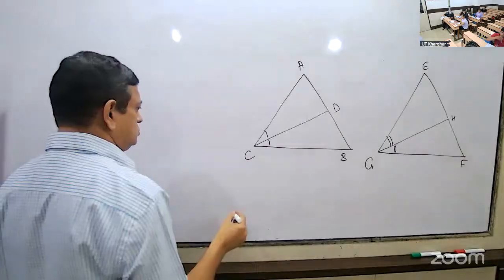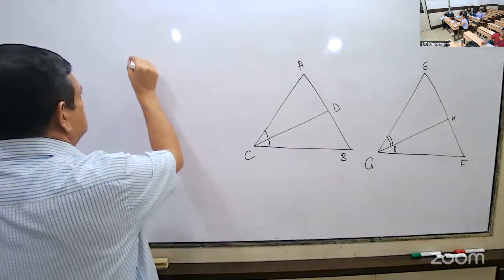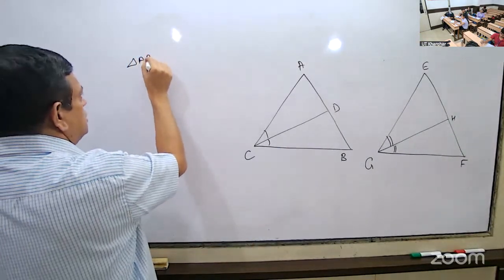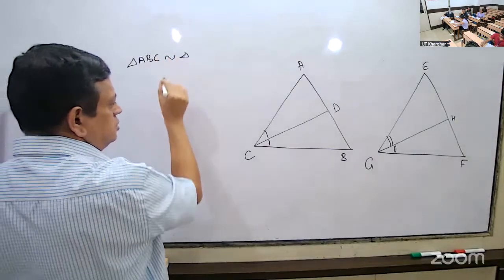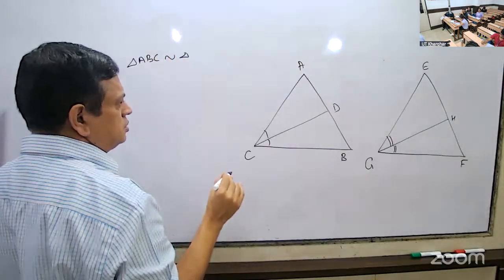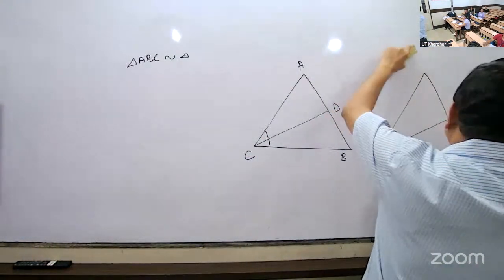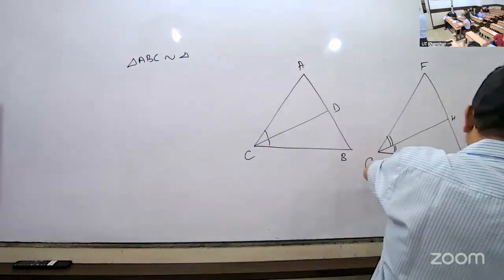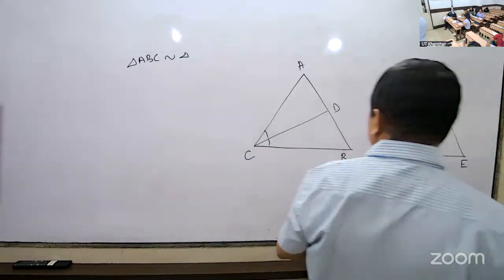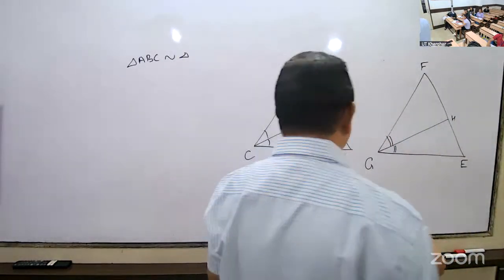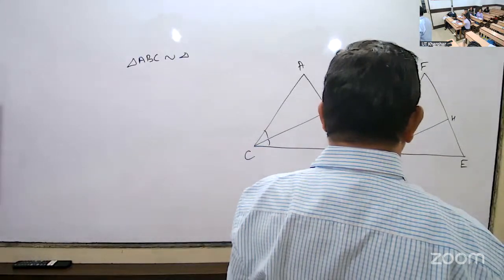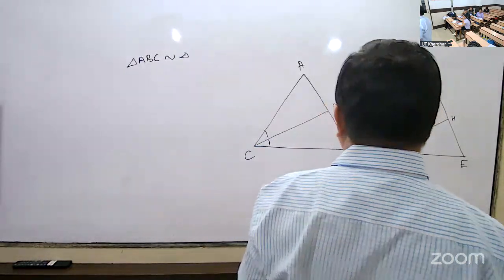If triangle ABC is similar to triangle FEG. Triangle ABC similar to triangle FEG. Is it EFG? No, FEG. This is F.